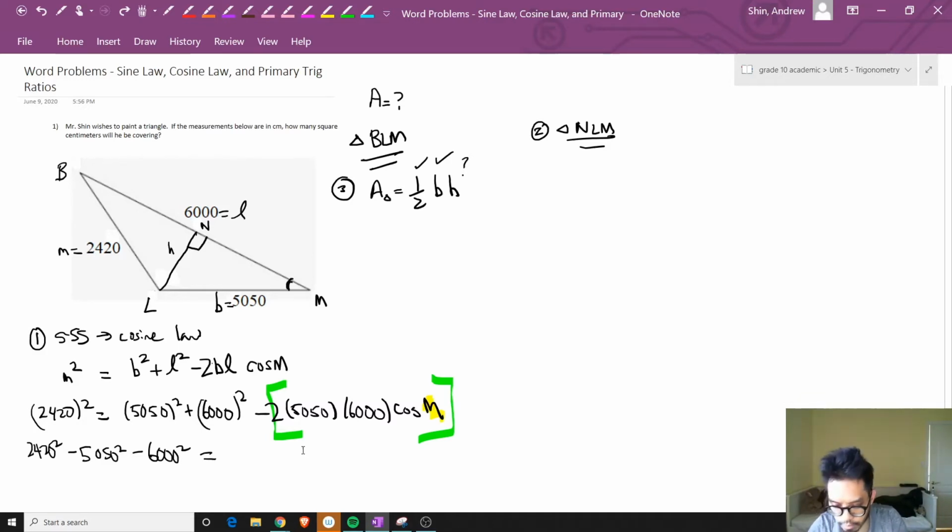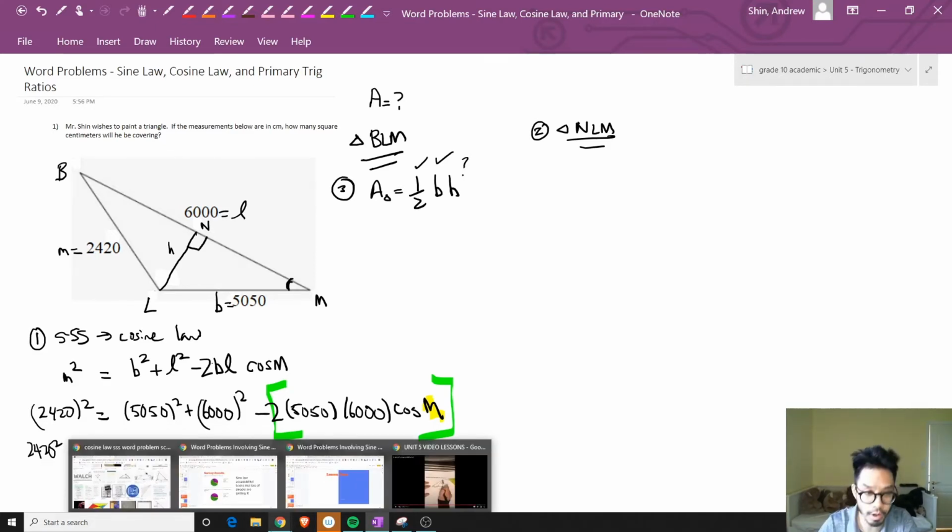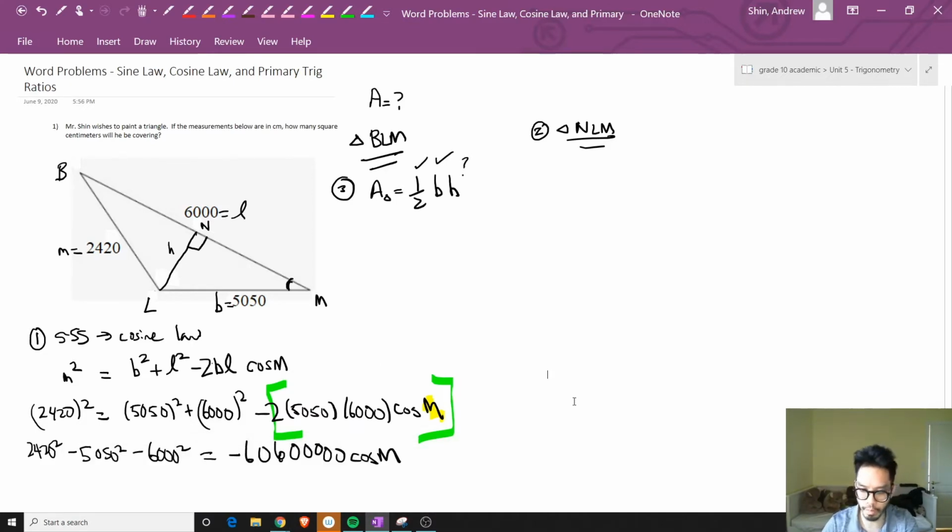And that's some huge number, times cosine m. Now I can plug all of this in my calculator. So 2420 squared minus 5050 squared minus 6000 squared is this huge number. So let's write that down. It equals negative 606,12345 cosine m.